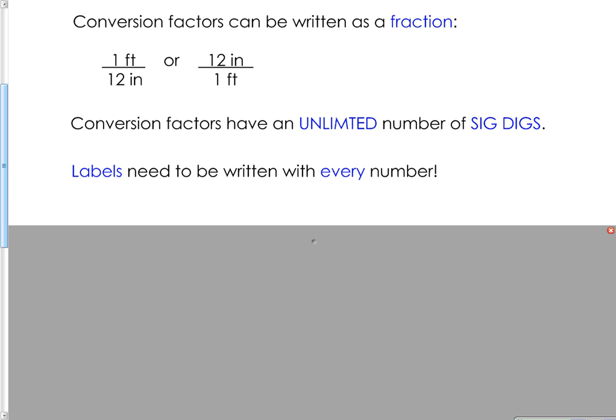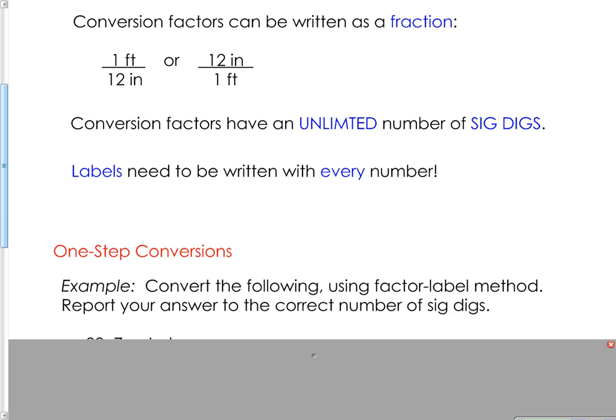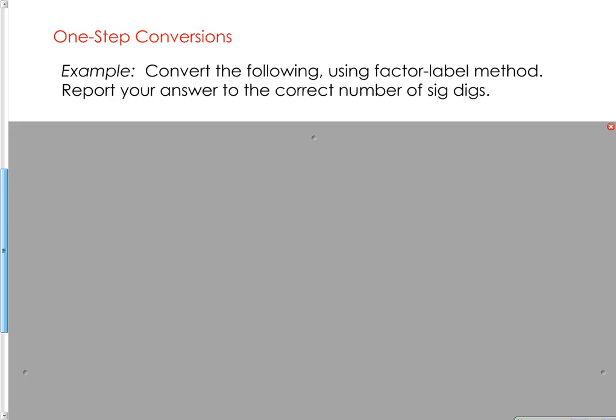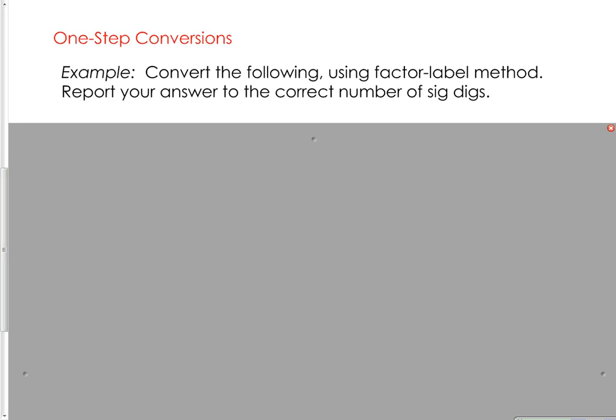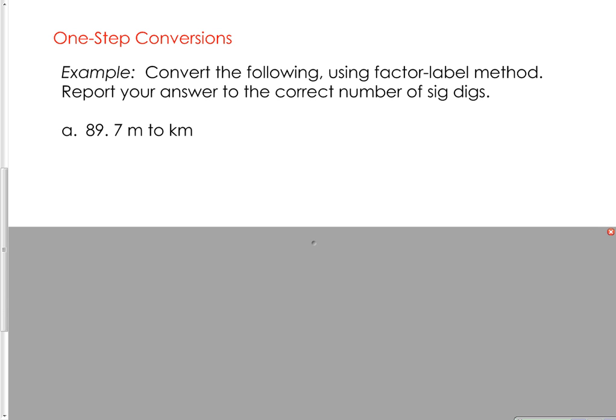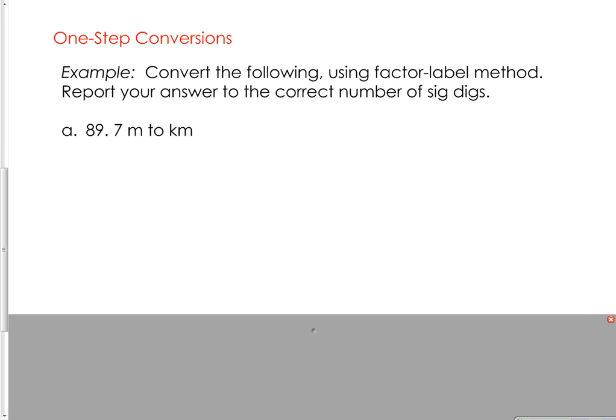So the best way to learn how to do these problems is actually by doing an example. And I hope you see that this maybe reminds you of what you did in 9th grade. So here are the examples we're going to do today. They're all going to be one step. Convert the following using the factor label method. You need to report your answer to the correct number of significant digits. So if this were a test, and this was the question you were given, we would want you to receive full credit. You would have to make sure you showed your work using the factor label method.